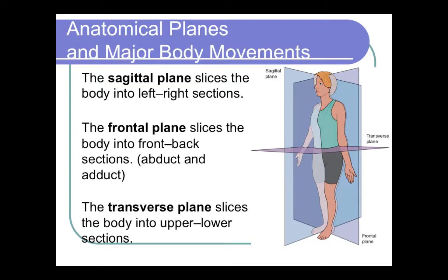Also, I want you to be familiar with some major body movements. The sagittal plane slices the body into left and right sections. Can you think of any exercises that happen in the sagittal plane? Bicep curls, front raises. The frontal plane slices the body into front and back sections, such as abduction, adduction, side raises. And the transverse plane slices the body into upper and lower sections. Rotary torso exercises, anything where you're twisting and turning.